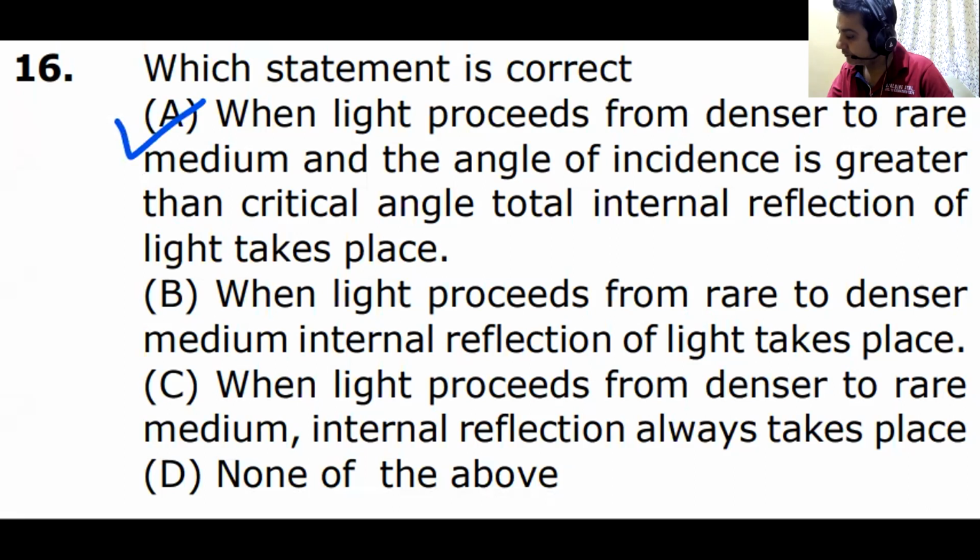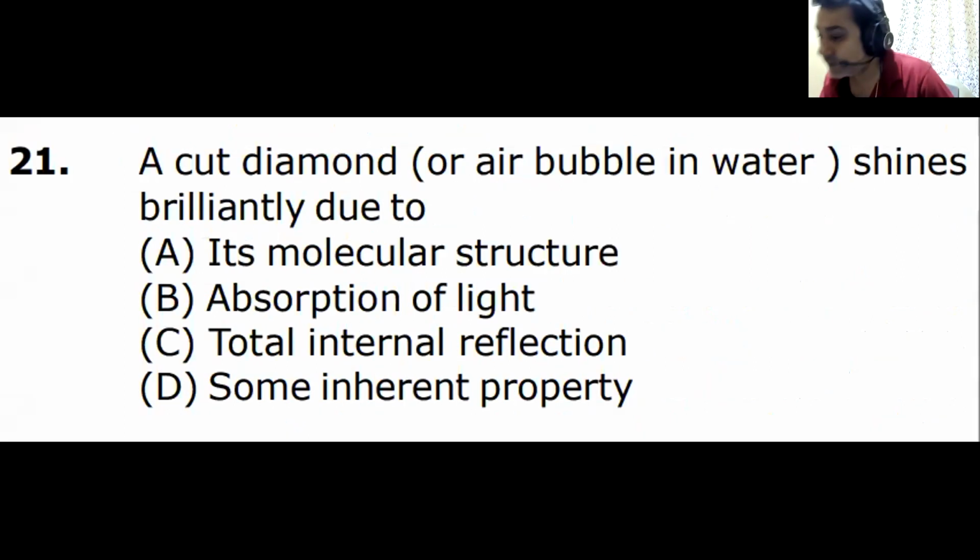Okay. Then here comes the next one. The more the number of questions you do, the better you are going to become. A cut diamond or an air bubble in air shines brilliantly. Due to what? Option C, sir. Option C, total internal reflection. All of us now know this phenomena and we are pretty confident about it now.